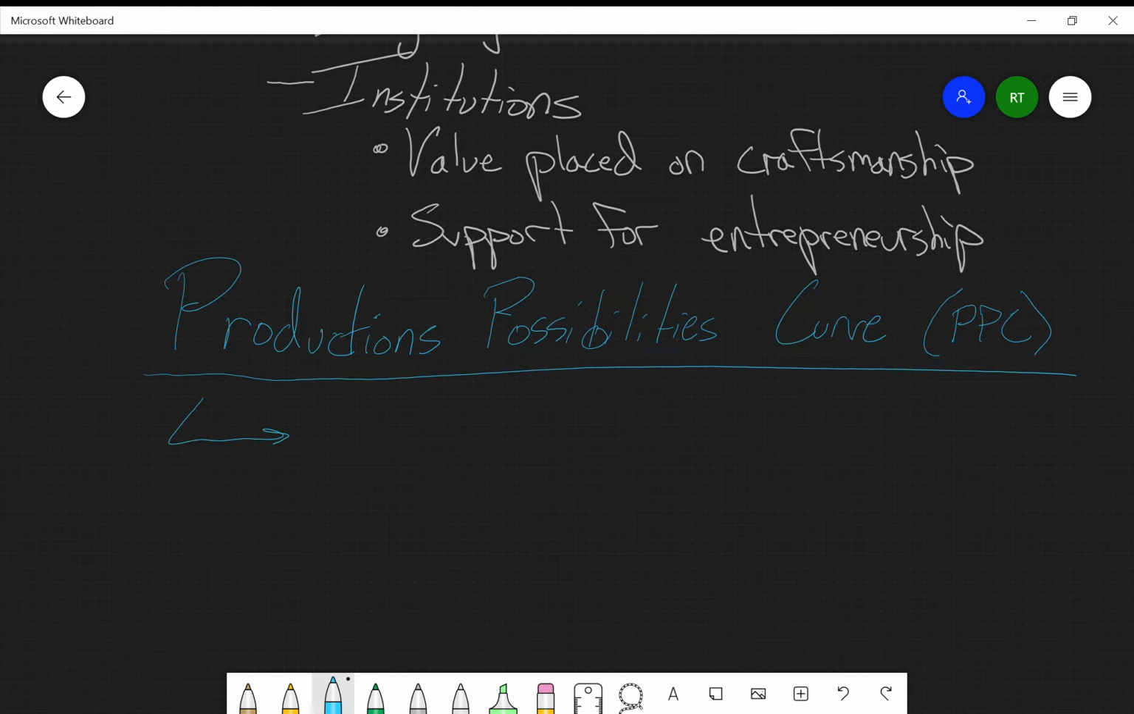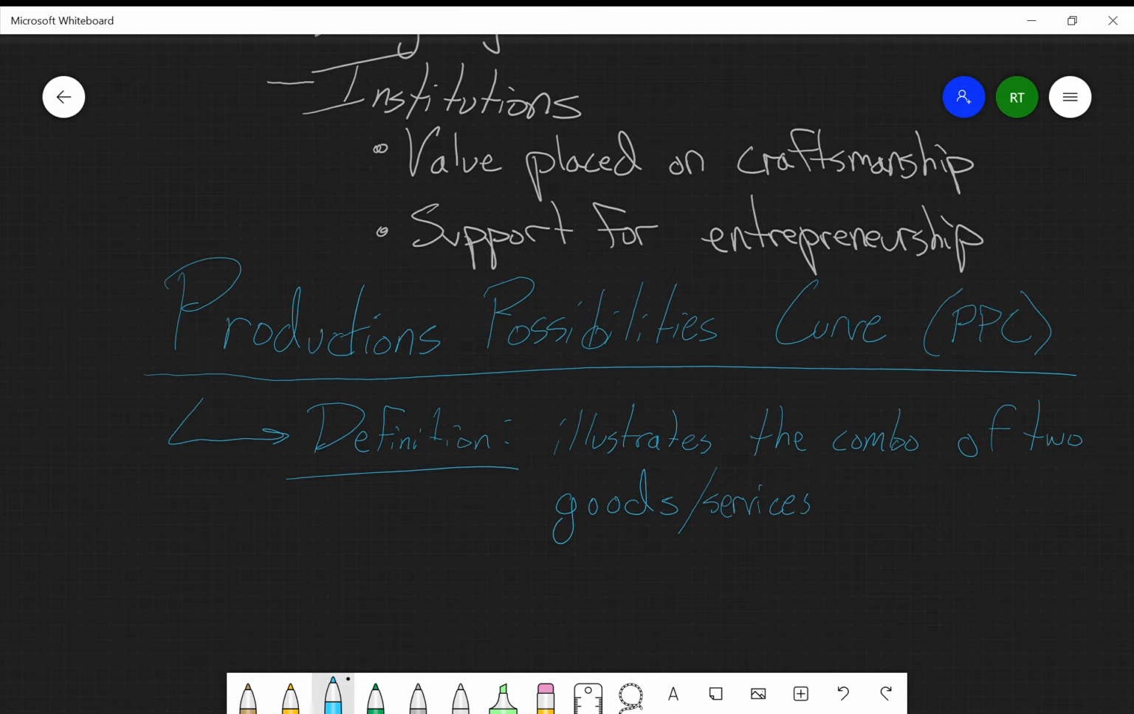What's our definition here? Well, this is a model that illustrates the combination of two goods or services that can be produced with given resources.